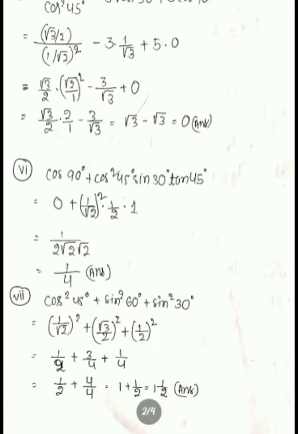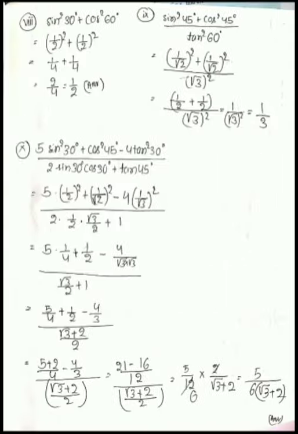Okay. Now, go to next number 8. Sin square 30 degree plus cos square 60 degree. Half square plus half square. Okay. It is 1 by 4 plus 1 by 4. It is 2 by 4 equal to 1 by 2. Now, see the next number.